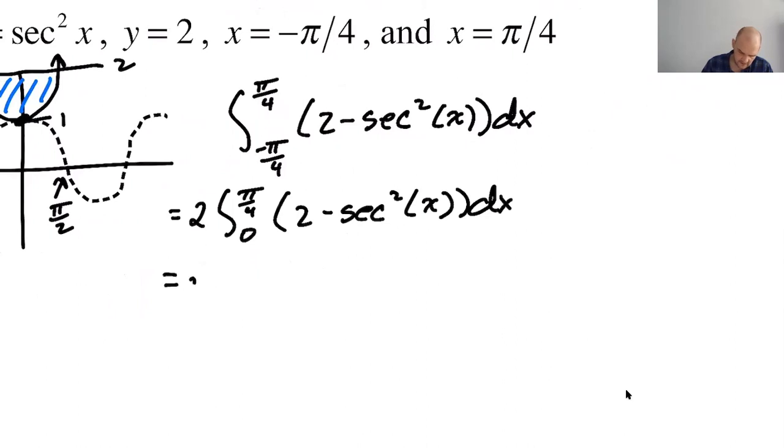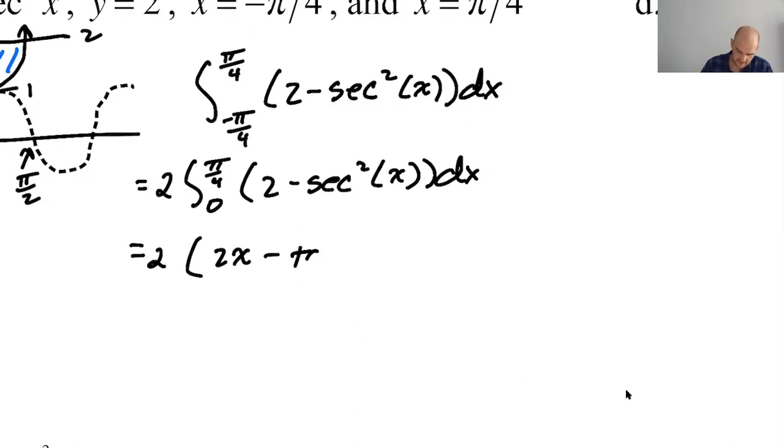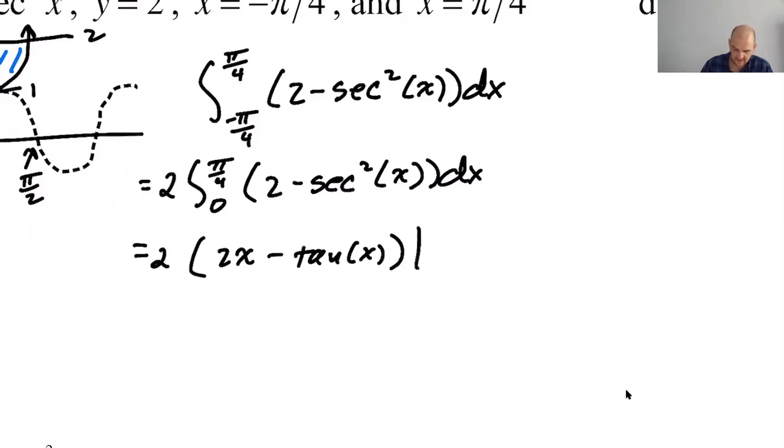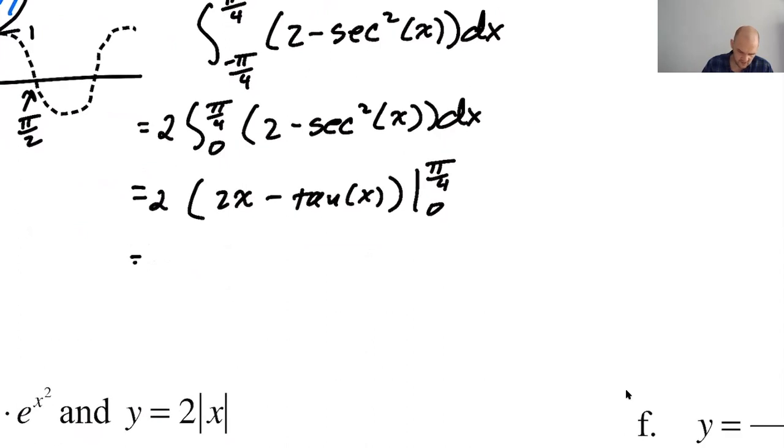All right, so for 2, we get 2x, minus, the derivative of tangent is secant squared, so we get tan of x, which is pretty much how I do that. I look at it and I think, what is that the derivative of? Not, how do I find the antiderivative of that? Which, I mean, they're the same sort of thing, but a tiny little bit different.